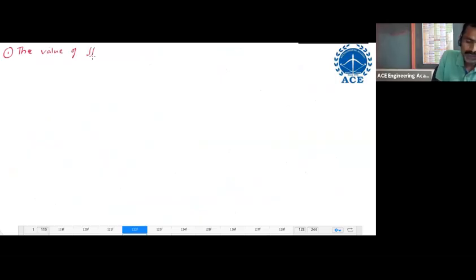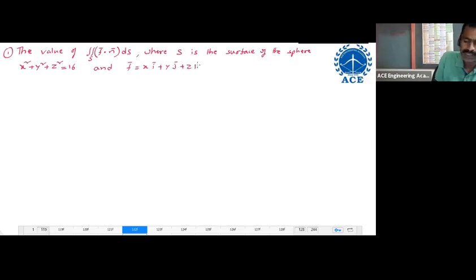The value of the double integral over S of F bar dot n bar dS, where S is the surface of the sphere x square plus y square plus z square equal to 16 and F bar equal to x i bar plus y j bar plus z k bar, is.